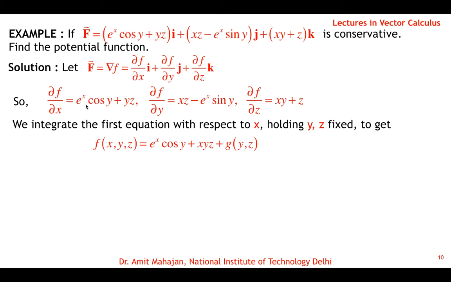On the right hand side, we integrate with respect to x, treating y and z fixed. So the integral of the exponential function is the exponential, and cos y is a fixed number. So the integral of e^x cos y is e^x cos y, and y is constant, so the integral with respect to x is x, so xyz plus a function of y and z. Because y and z are fixed, if I differentiate with respect to x, then this quantity will be 0, and we end up with the same equation.